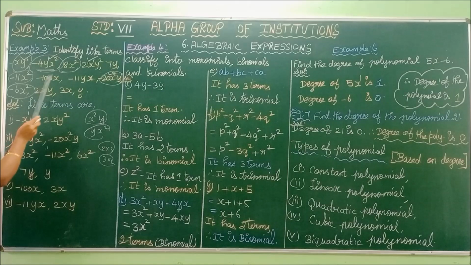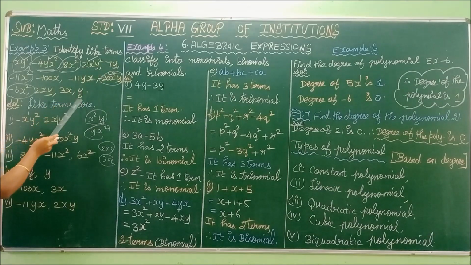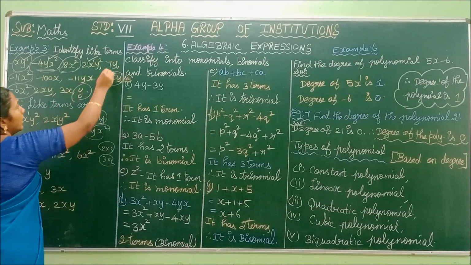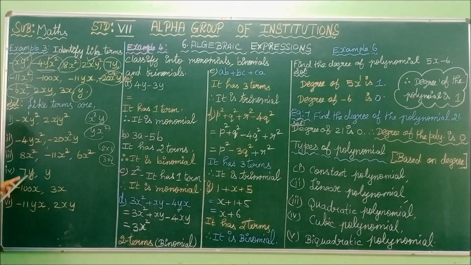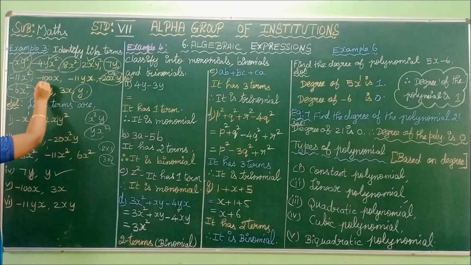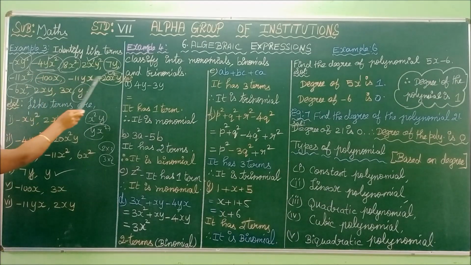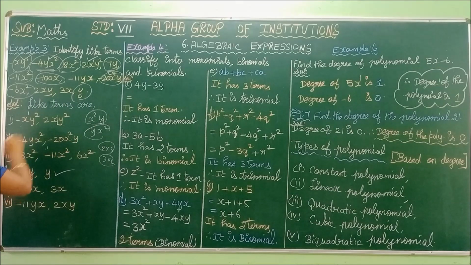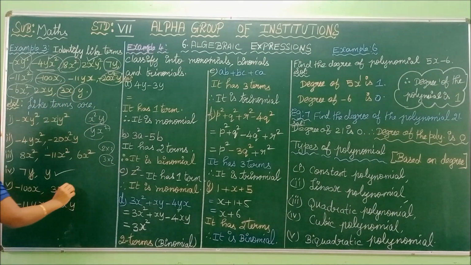Next, which term are we having? 7y. See here also we have 1y. Here 7y. Write both the terms, 7y, comma, y. These are like terms. Next, see here, minus 100. See here, any terms which have only the x term. See here, 3x. So collect minus 100x and 3x as like terms.